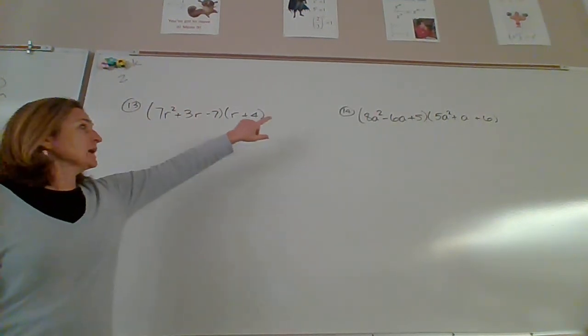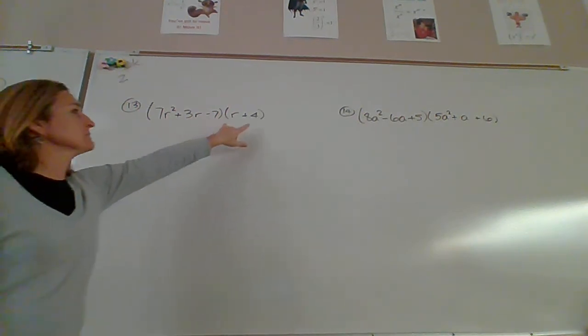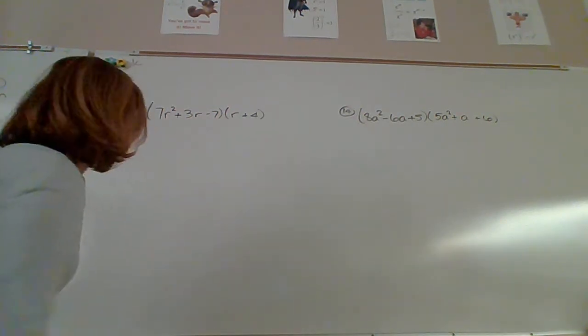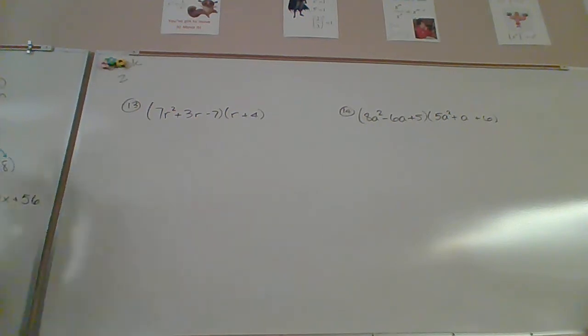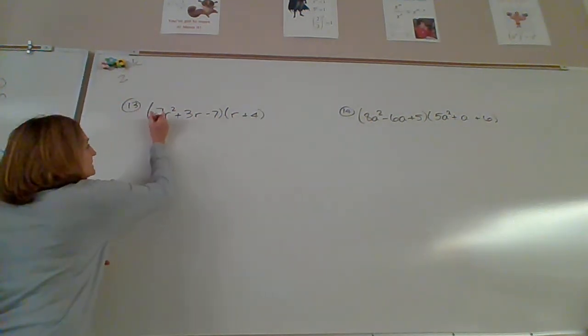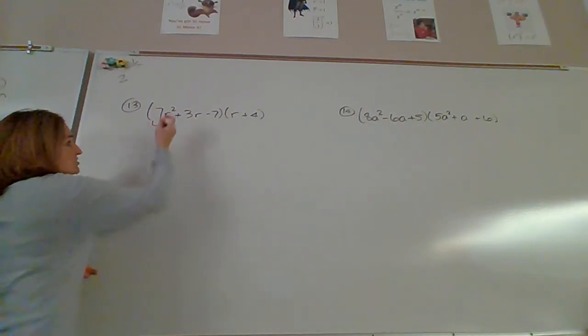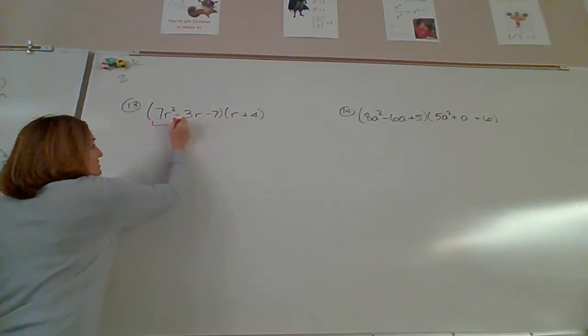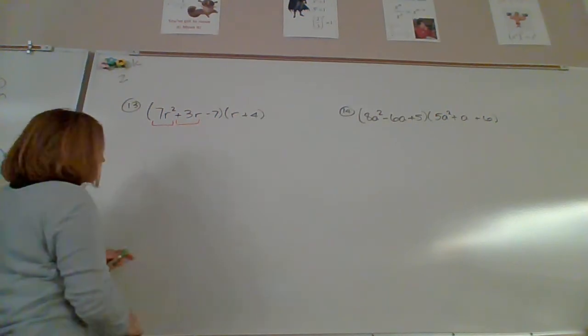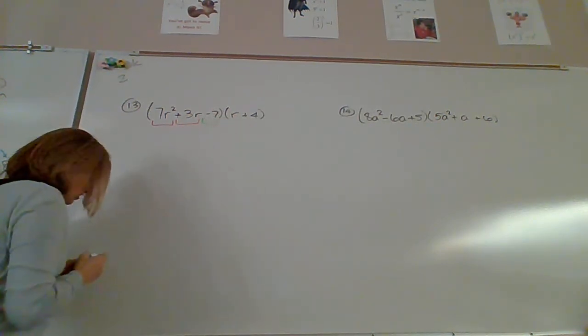This time we have 3 terms, a trinomial times a binomial. So we are going to have to distribute, and then distribute again, and then distribute some more. There are 3 different terms in this first parentheses that we will have to distribute: the 7r squared, the positive 3r, and the negative 7. All of them get distributed.